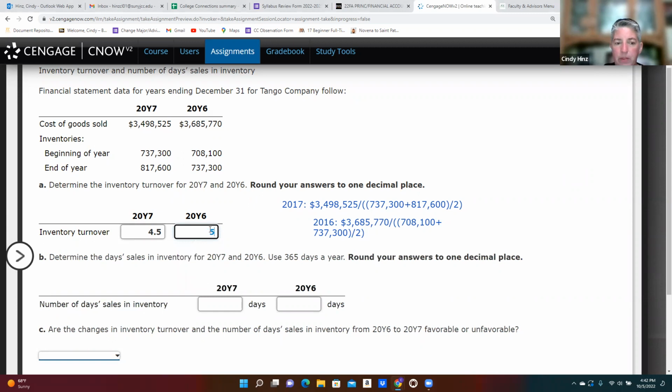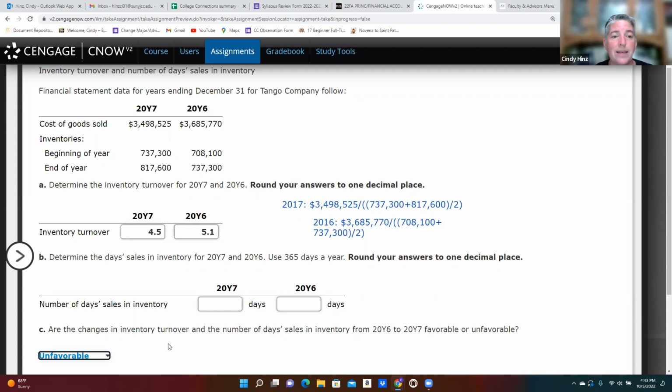Contrast that with the 4.5 of 2017, and we would say that the company isn't selling through their inventory as quickly in 2017. I'm going to go down here and answer part C. That change is unfavorable. They're sitting on their inventory more for a longer period of time. Their inventory carrying costs are then going up, and that is not a good thing.